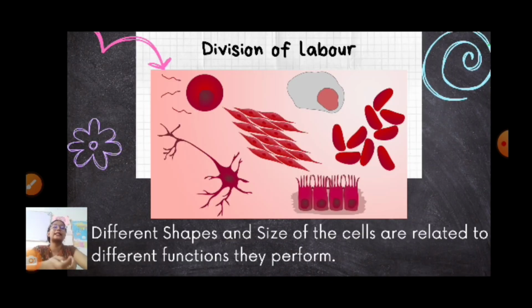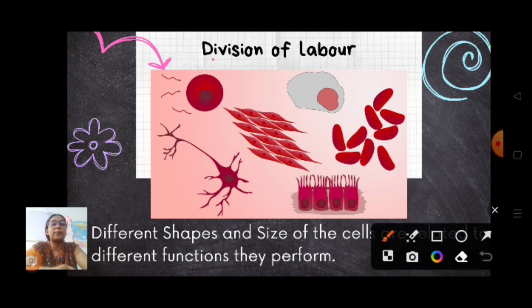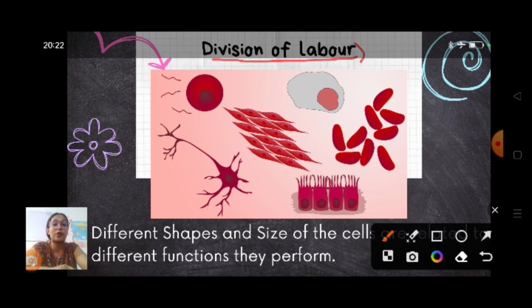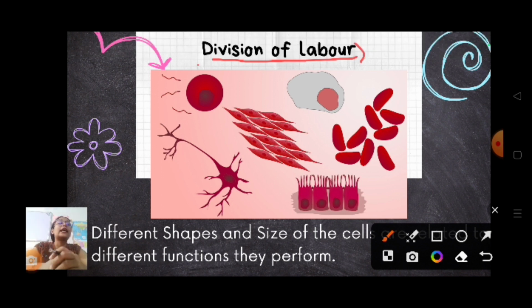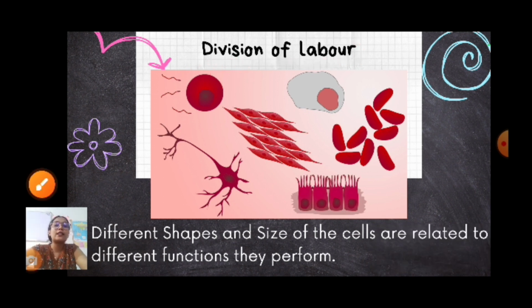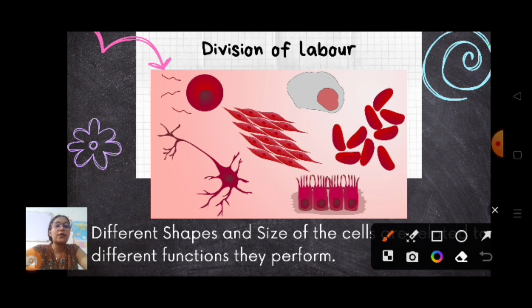Moving on to the next slide, there is a concept called division of labor. In your NCERT book, you will see a line called division of labor. What do you mean by division of labor? Just break the word. Division means to divide. Labor means work. So the work has been divided. Just understand that. Here is a picture showing different cells.